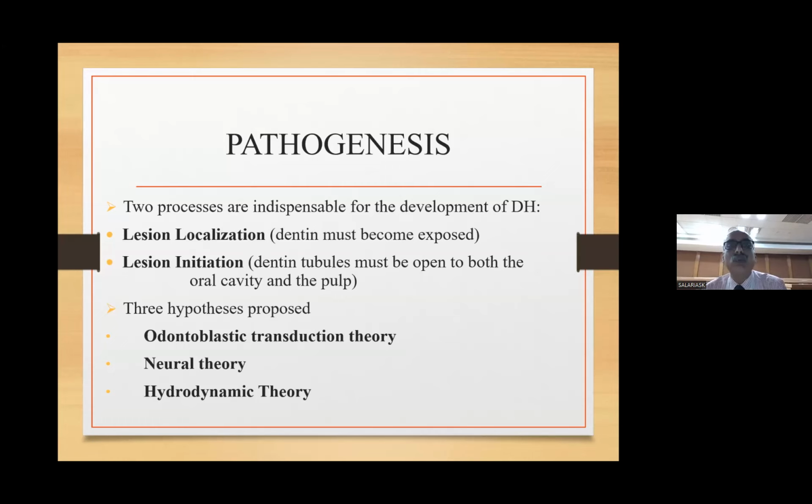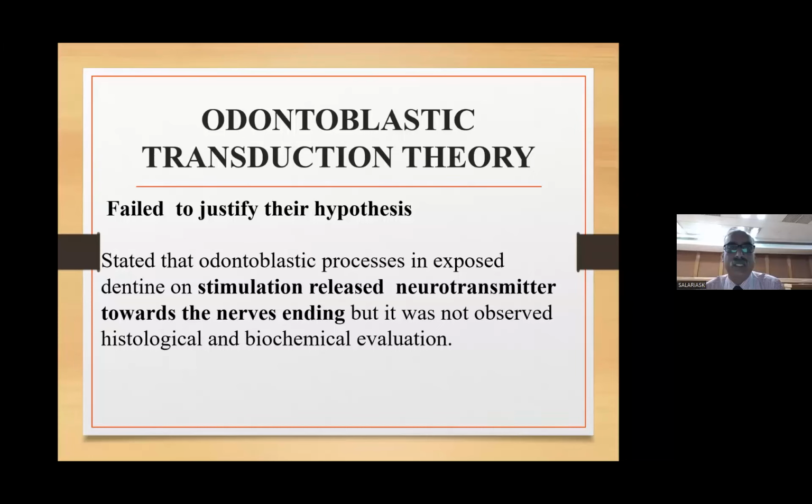So, first of all, the odontoblastic theory fails to justify its hypothesis, in which they say the odontoblast process is exposed to the dentine, and on stimulation it releases certain neurotransmitters towards the nerve ending. But this was never observed in histological and biochemical evaluation. So this theory fails on its own hypothesis.